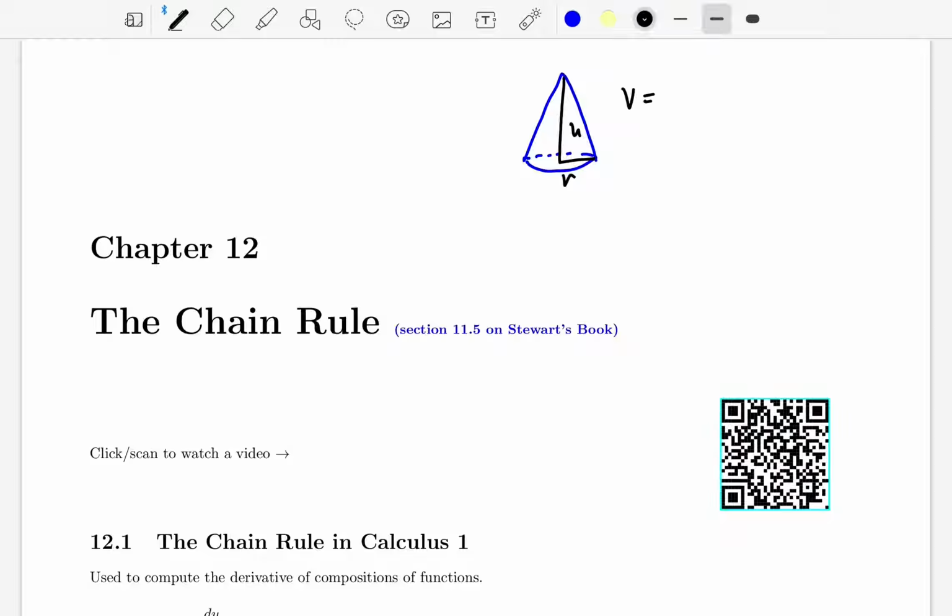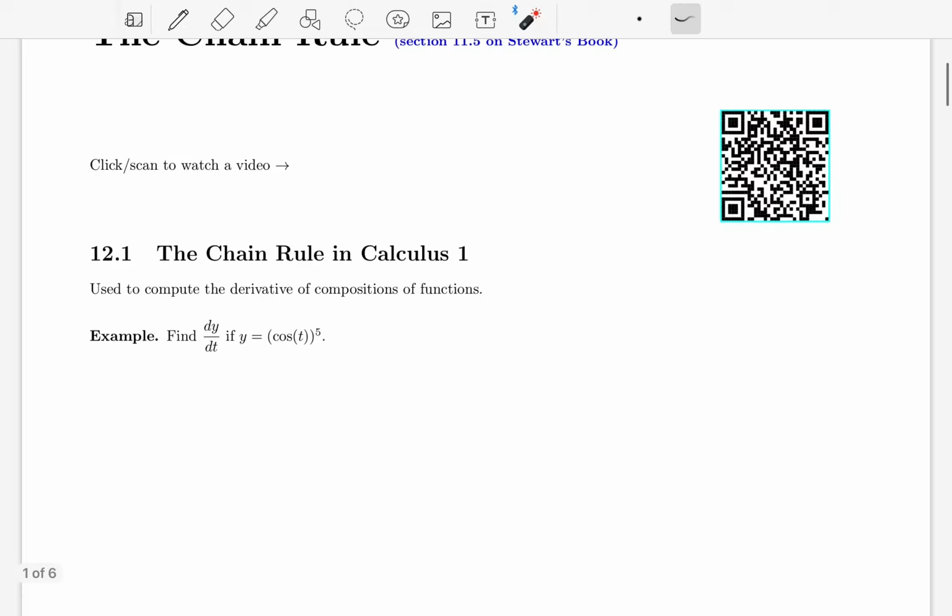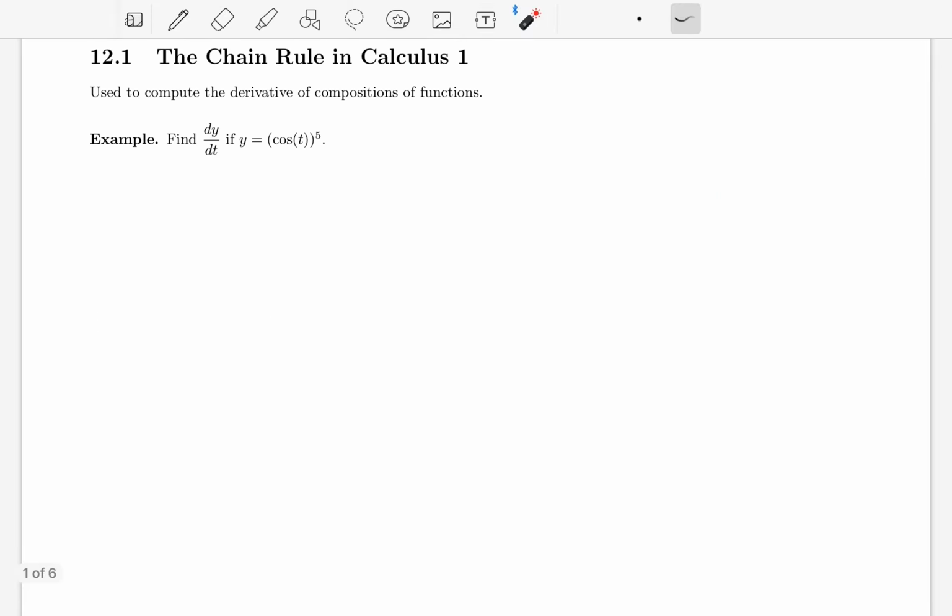The formula for the volume of a cone is 1/3 pi r squared h, and we didn't know how to compute the derivative if my function V was a function of two variables r and h, where both were functions of t. Okay, so now we will be able to compute those without having to turn the volume formula into a function of one and only one variable. Okay, so let me remind you of how this works in Calculus 1.